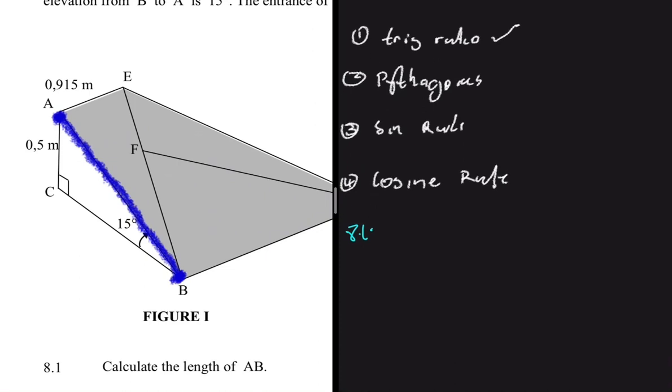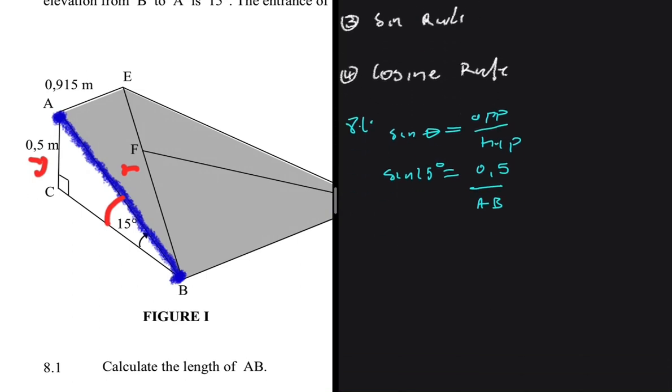We have this angle here, and then we have the opposite side and the hypotenuse. So it should be easy to see now that sine of theta is equal to the opposite divided by the hypotenuse. Now we have sine of 15 degrees equal to the opposite. What is the side opposite our angle? That is AC, which has a value of 0.5. So we have 0.5 divided by the hypotenuse, which is AB.